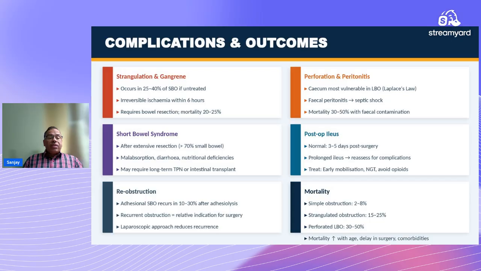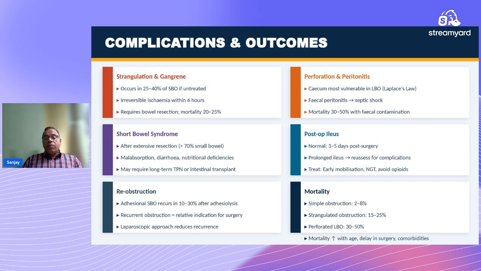Reobstruction is always a danger, especially in patients with adhesions. Small bowel obstruction recurs in 10 to 30% of cases following adhesiolysis, so these patients are at risk of reobstruction. When exactly this would occur is difficult to predict, but you must make sure that the initial warning signs are picked up in cases of recurrent intestinal obstruction. And a recurrent intestinal obstruction is an indication for surgery. Laparoscopic approach always reduces the chances of recurrence because of less adhesion formation.